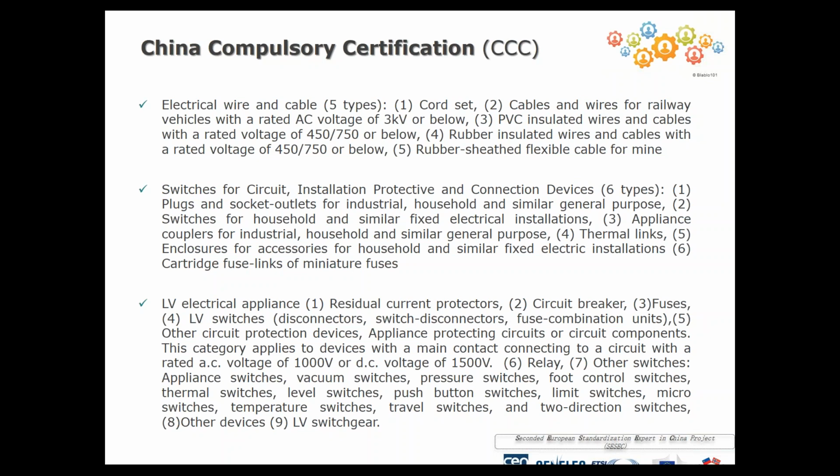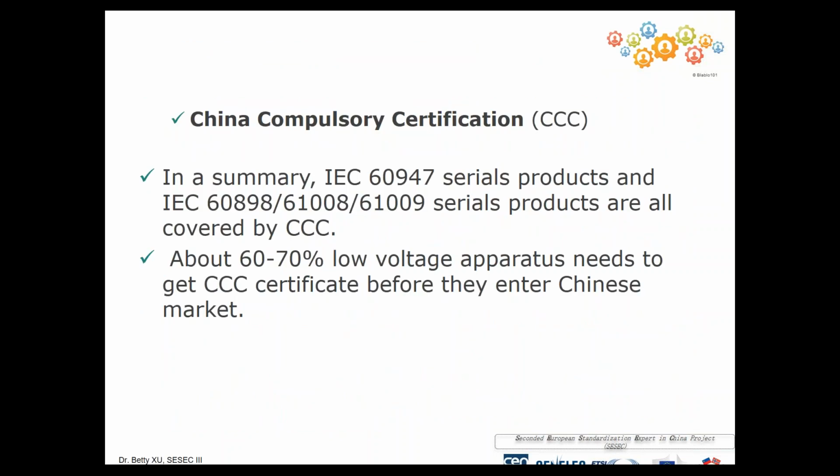And this CCC certification is third-party certification. You have to go to China nominated technical testing bodies or testing labs to get the CCC. So in summary, about 60 to 70% of low voltage apparatus or equipment need to get a CCC certificate before they enter the Chinese market. And IEC series standards like IEC 60947, IEC 60898, or 61008, 61007 series standards are all covered by SESEC.